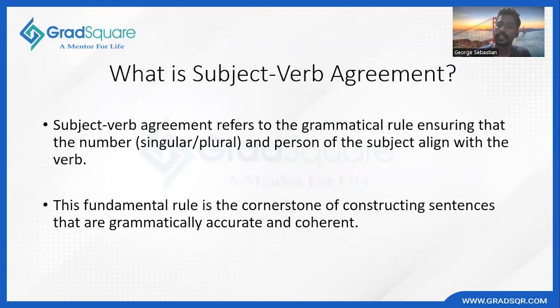So moving on, what is subject-verb agreement? By definition, subject-verb agreement refers to the grammatical rule ensuring that the number and person of the subject align with the verb. So what does this mean? In simple words, in a given sentence, if you have a singular subject, use the singular verb. Vice versa, if you have a plural subject, use the plural verb. So this is the very basic and fundamental rule regarding subject-verb agreement, right? If there is a singular subject, use a singular verb. If there is a plural subject, use a plural verb, right? We have some exceptions, but this is the very basic case, right?